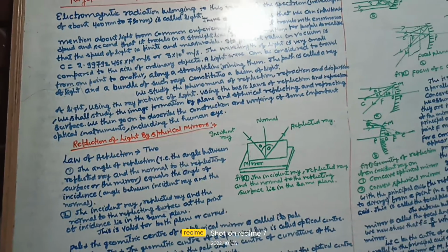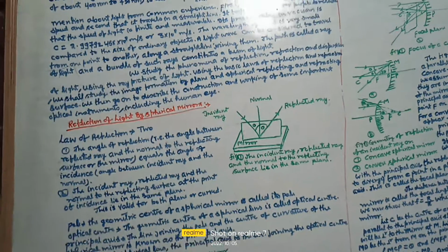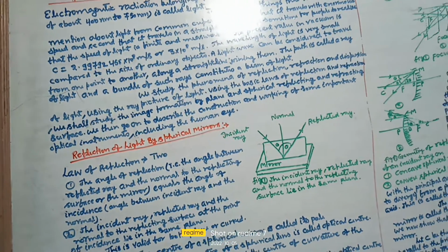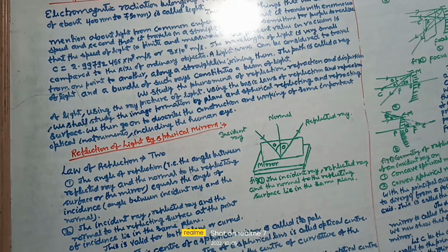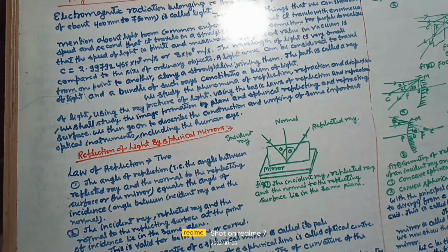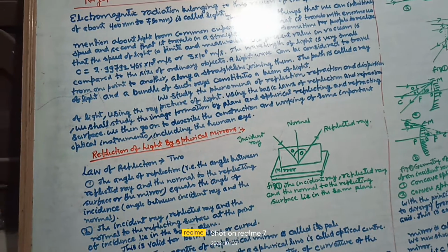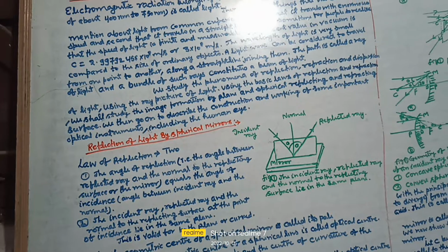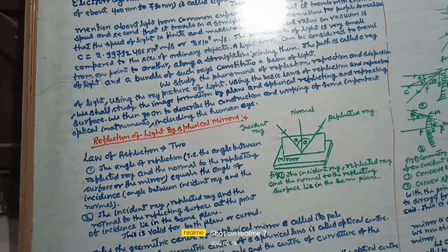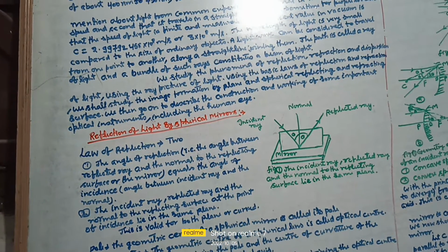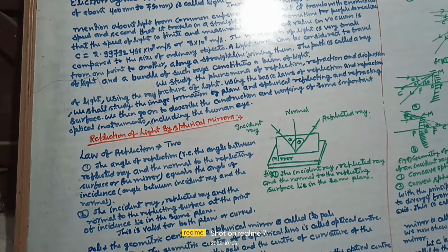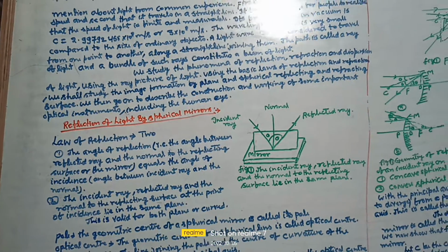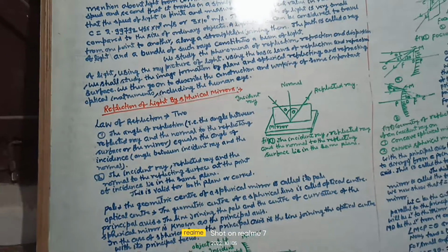Reflection of light by spherical mirrors. Laws of reflection. There are two laws of reflection. First, the angle of reflection, the angle between the reflected ray and the normal to the reflecting surface or the mirror, equals the angle of incidence, the angle between the incident ray and the normal. Second, the incident ray, reflected ray and the normal to the reflecting surface at the point of incidence are in the same plane. This is valid for both plane and curved surfaces.